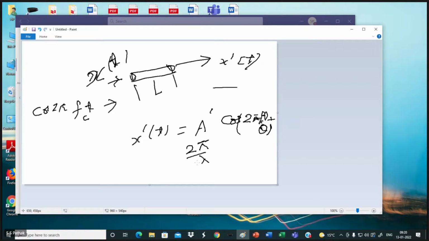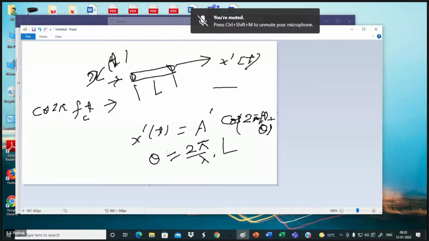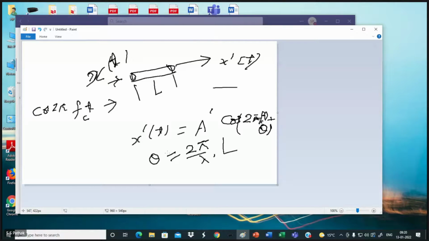Lambda into fc becomes your speed of light that way. So twice pi by lambda into path difference. This path difference will be your L. And this becomes your phase difference theta. Twice pi by lambda into L. L can be very small, micrometer or even picometer, whatever it is, but accordingly this phase is changing.